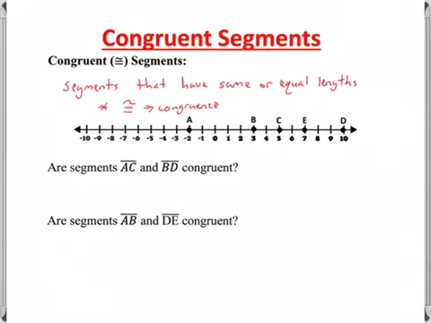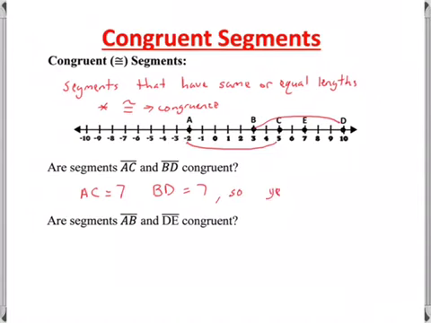All right, so the next part of this says, are segments AC and BD congruent? So basically, do AC and BD have the same length? Right now, AC from A to C, we should figure out that the length of AC is 7. You can either count that, or you can use the number line distance formula. And BD, from B to D, is also 7. So yes, they have the same length, so they're congruent.